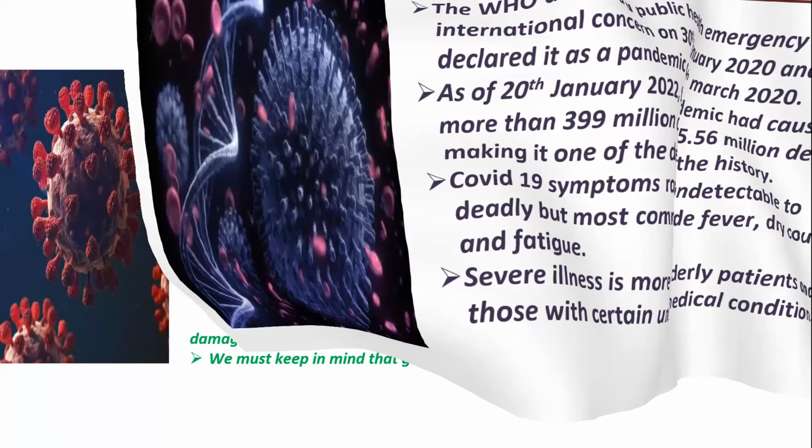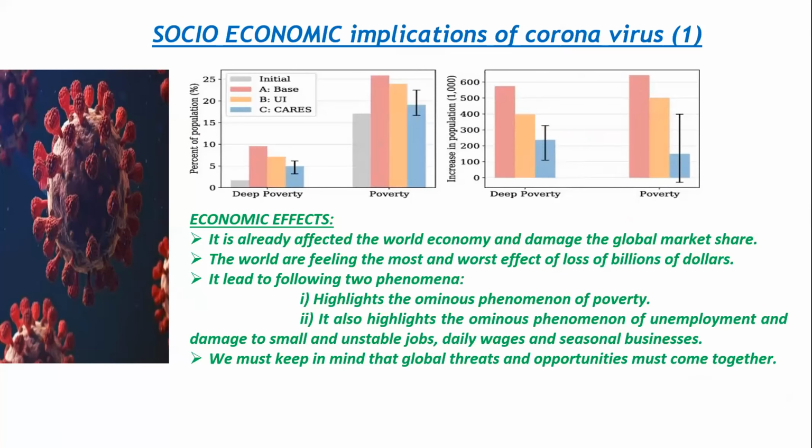Now, I would like to hand over the rest of the presentation to my friend Ramit Mahakul. The socioeconomic effects of COVID-19 are that it has already affected the world economy and damaged the global market share. The world is feeling the worst effect, the loss of billions of dollars. It led to two ominous phenomena: poverty, and unemployment, with damage to small and unstable jobs, daily wages, and seasonal businesses. We must keep in mind that global threats and opportunities must come together.